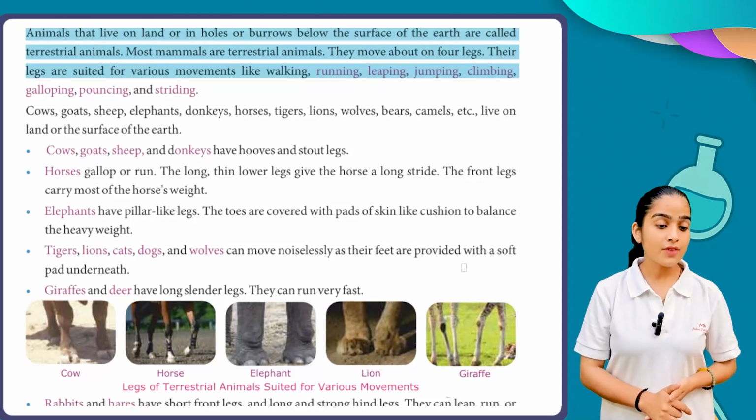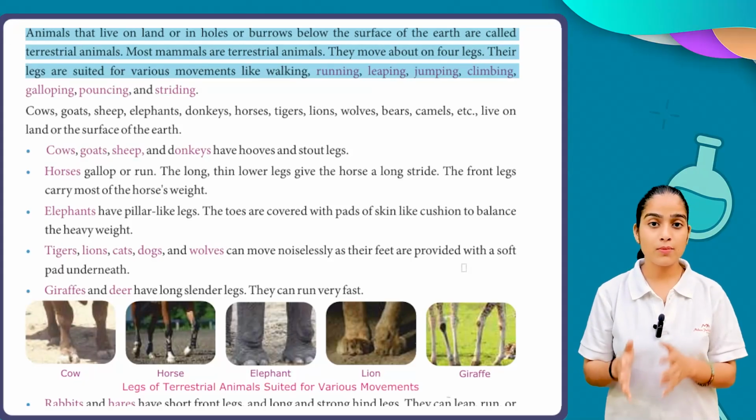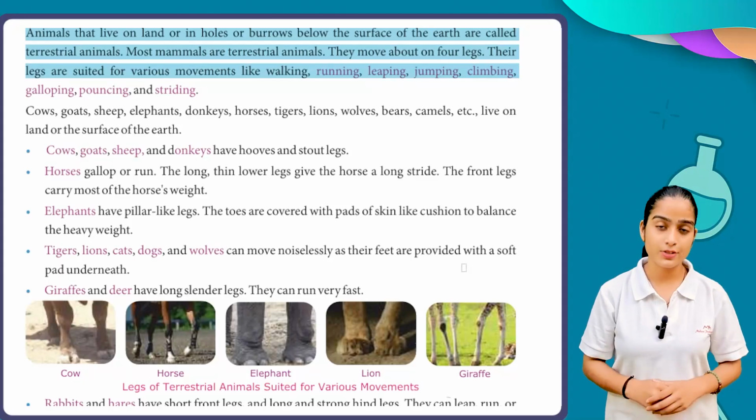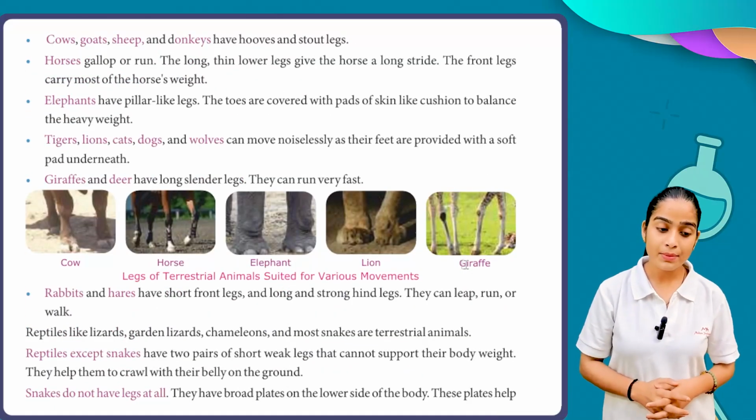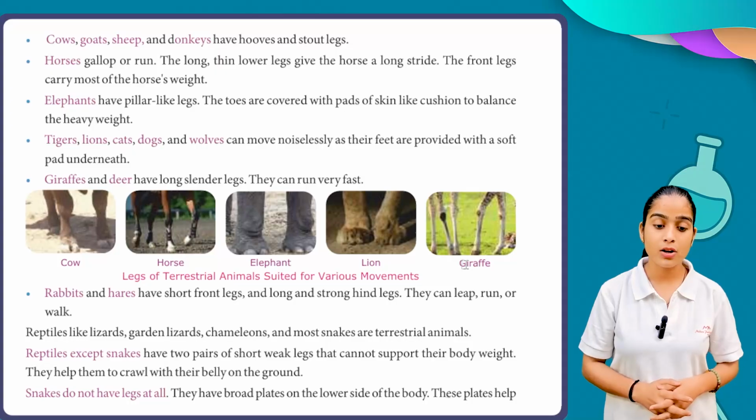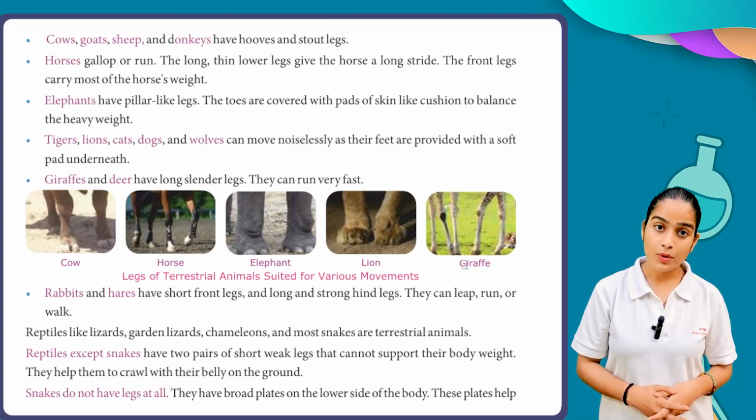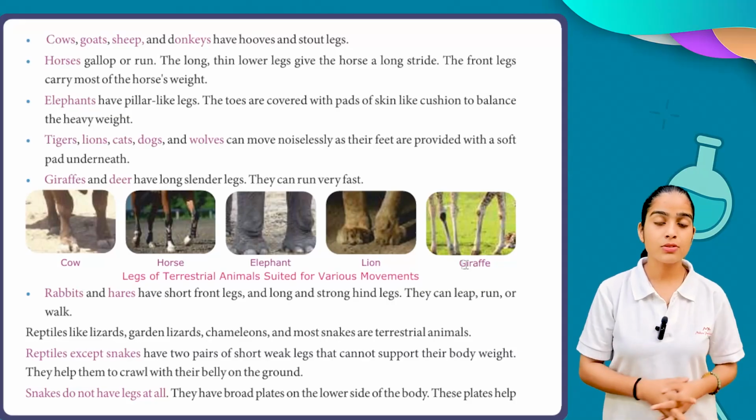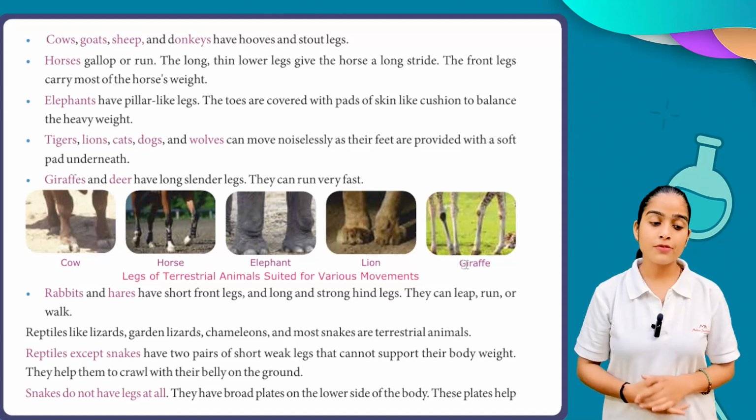Next, giraffes and deer have long slender legs. They can run very fast. So they also have long slender legs, so they can move and run very fast. Now, rabbits and hares have short front legs and long, strong hind legs. They can leap, run or walk because they have to move. They jump, so that is why their hind limbs are longer as compared to the front legs.